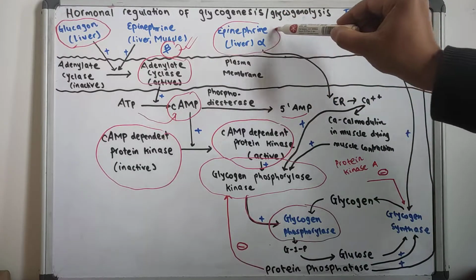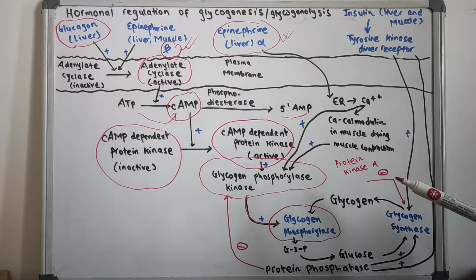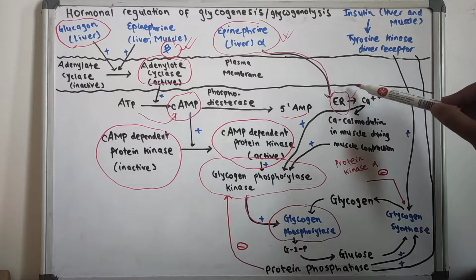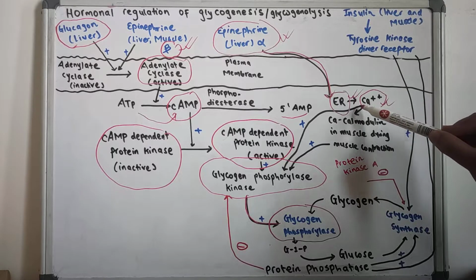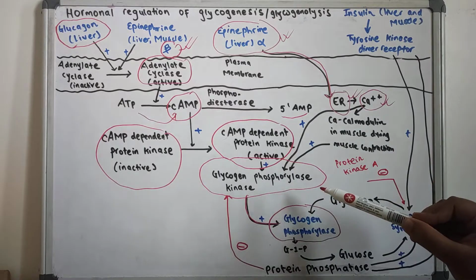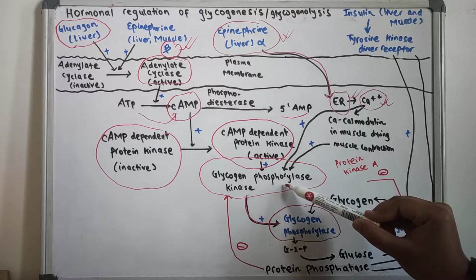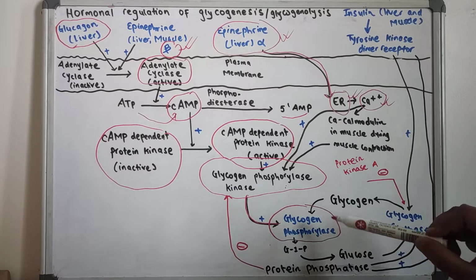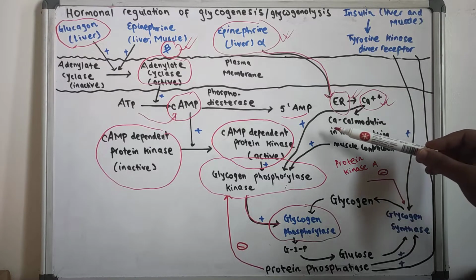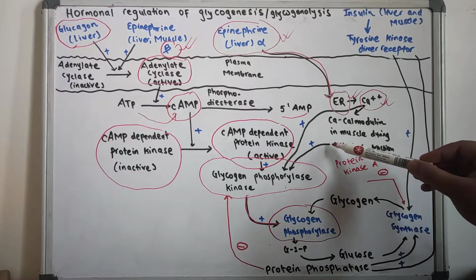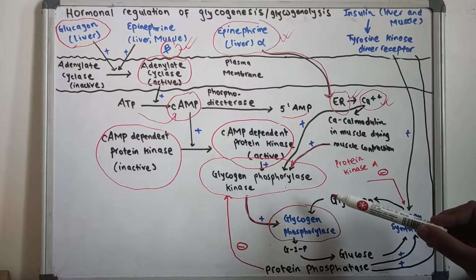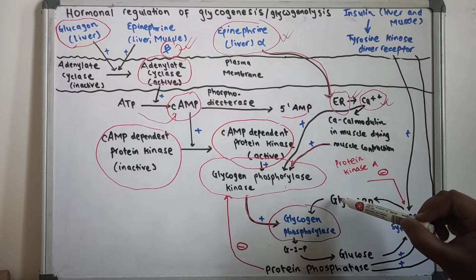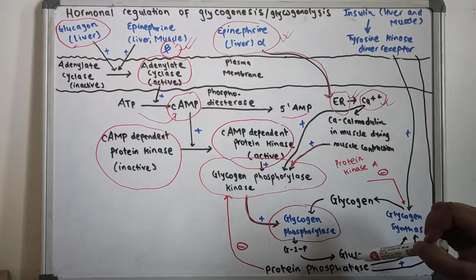Now let us talk about epinephrine acting through the alpha receptor. Epinephrine, if it acts upon the alpha receptor, will activate the endoplasmic reticulum to produce more calcium. This calcium will directly increase the action of glycogen phosphorylase kinase, and upon increasing its action, it will increase the action of glycogen phosphorylase and convert glycogen to glucose. The calcium also binds to calmodulin. So calcium calmodulin in muscle during muscle contraction will eventually activate glycogen phosphorylase kinase, increasing glycogen phosphorylase activity, and the conversion of glycogen to glucose will be more.